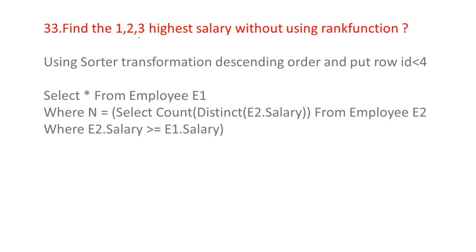Find the first, second, third highest salary without using the rank function. By using Informatica, we do a sorter transformation first in descending order, and we put row ID less than 4. Then we get the first, second, third orders. The query is like this: select * from employee e1 where n = (select count(distinct e2.salary) from employee e2 where e2.salary >= e1.salary).